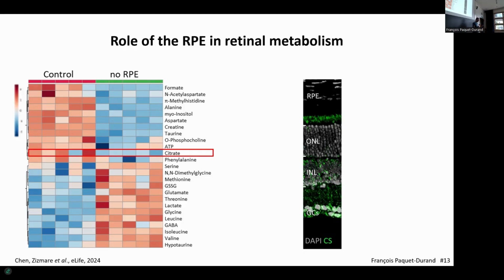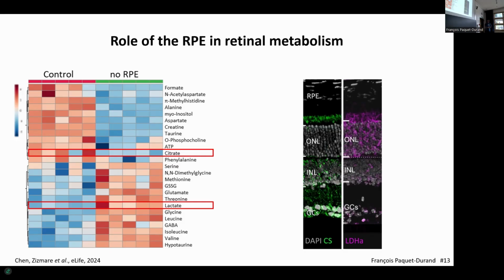Now, citrate is a key metabolite in the Krebs cycle, the tricarboxylic acid cycle or citrate cycle. And citrate is produced by an enzyme called citrate synthase. And here we have an immunostaining for citrate synthase in the cross-section of the retina. You can see that there is citrate synthase expression in the inner nuclear layer and ganglion cell layer, but in particular in the photoreceptor segments and in the synapses. So if there is a change in citrate here, it probably comes from photoreceptors. It could potentially also come from ganglion cells.